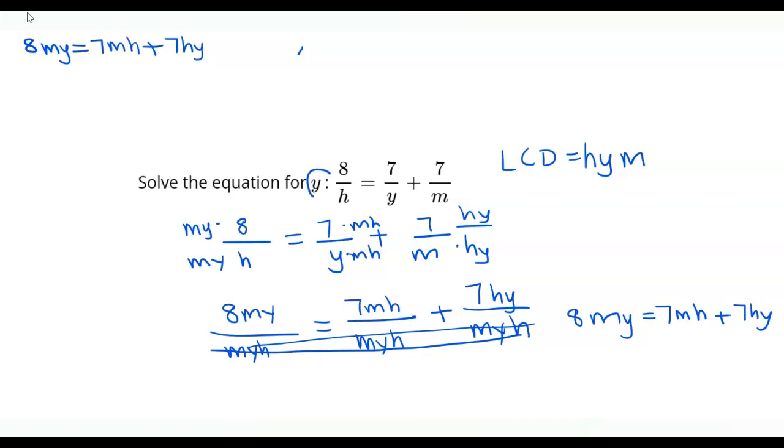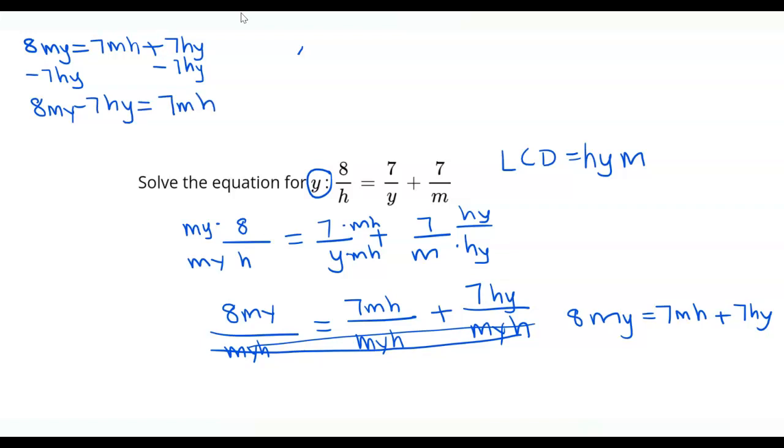So remember, we're solving for y. So what we did there is we just got rid of the denominators. So if I'm solving for y, I definitely need all of the y's on the same side. Anytime you're solving, you've got to have all of those variables. So we're going to subtract 7hy over. So now I'll have 8my minus 7hy equals 7mh.